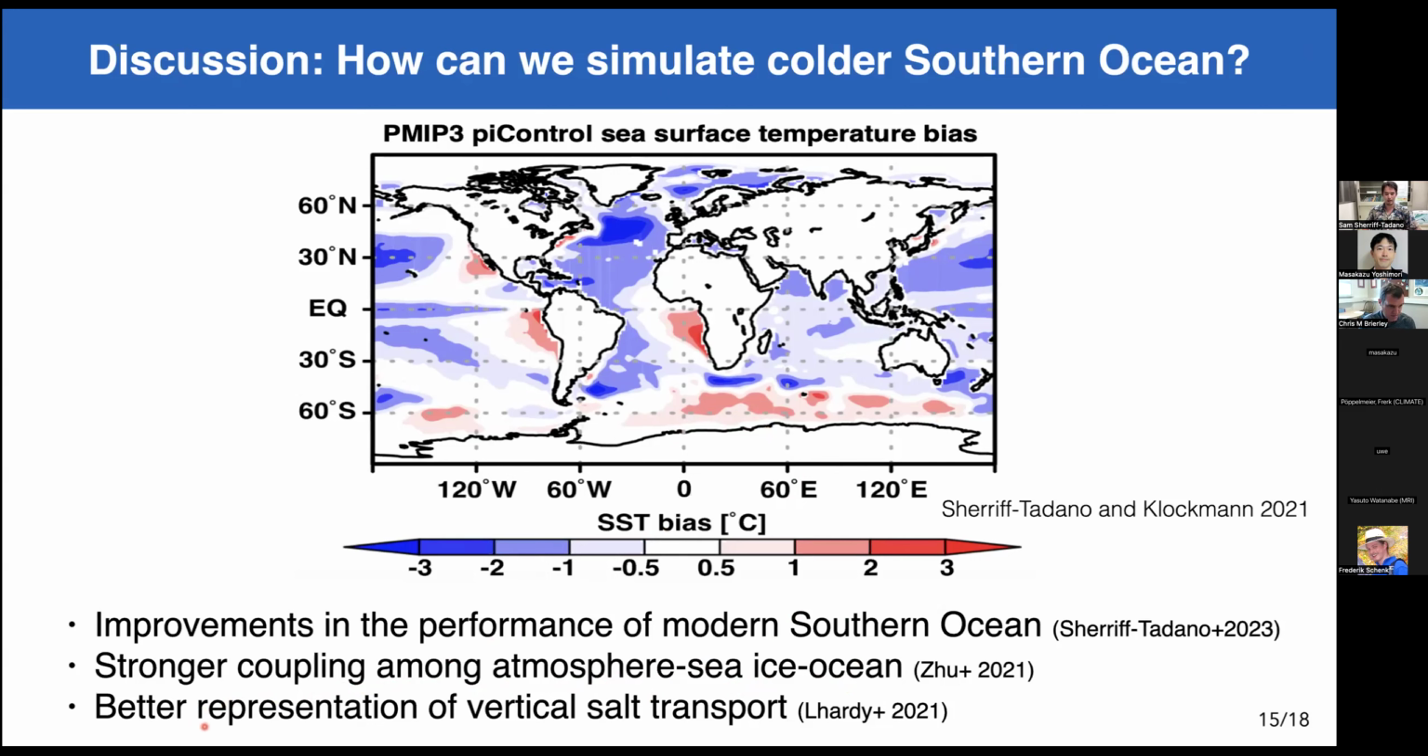Another thing that can be important is to try to improve the representation of the vertical downwards transport of salt related to the formation of the ABW.